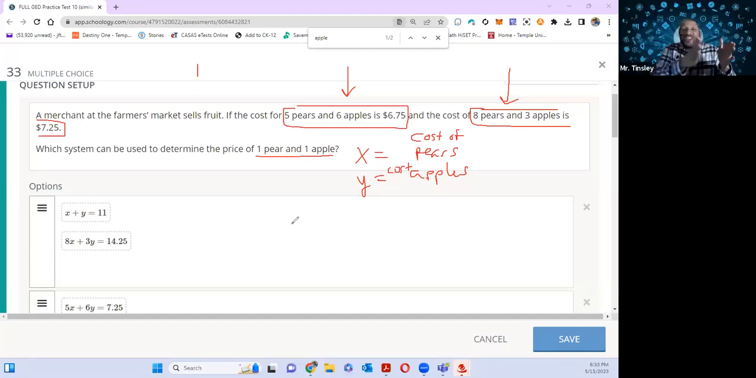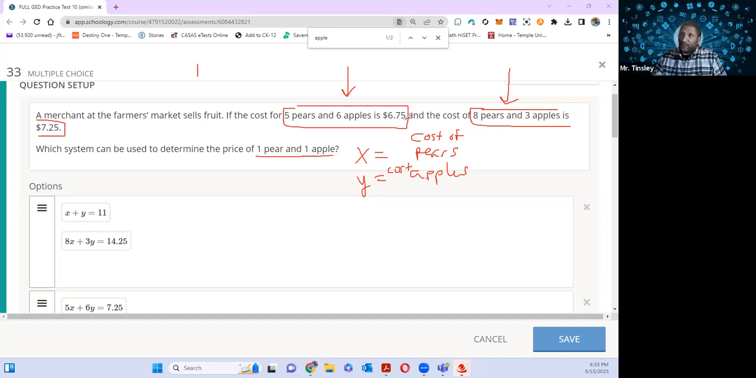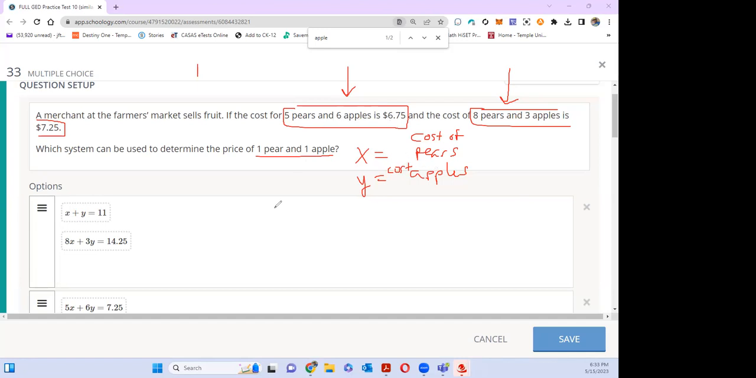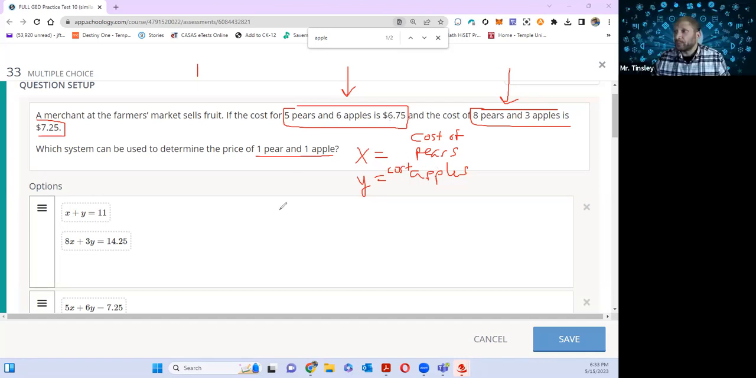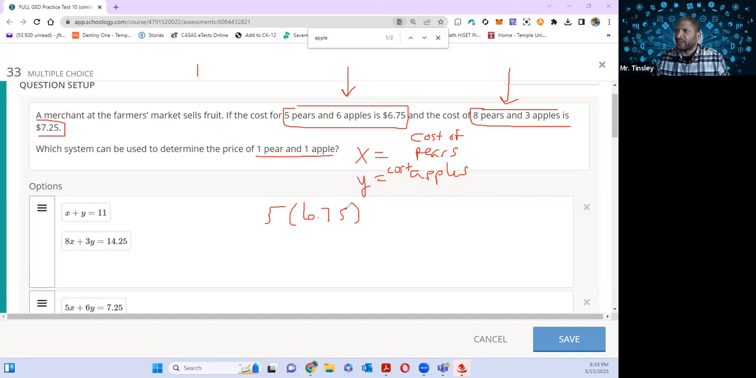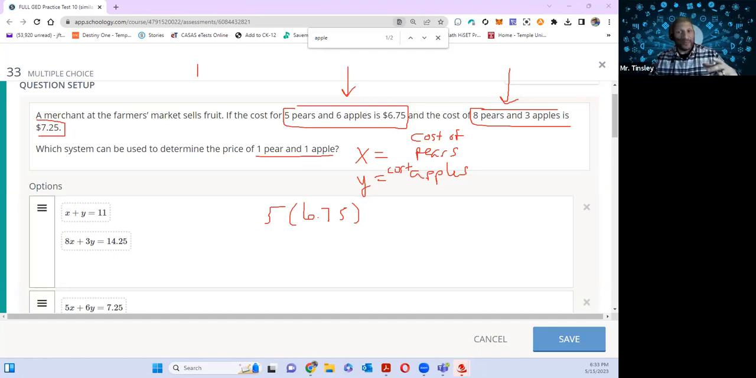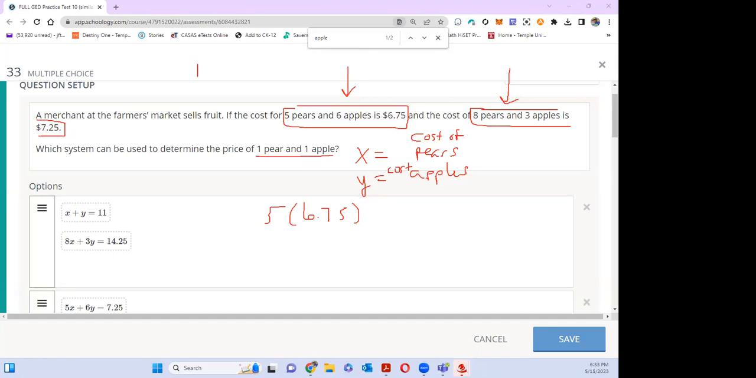So you multiply the number of pairs that you have times the price. So if I have 5 pairs and 6 apples cost $6.75, and X is the cost of my pairs and Y is the cost of my apples, why did you multiply 5 times 675? Let's rewind. What did I just say? You know the price of one pair, you multiply it by how many you have.